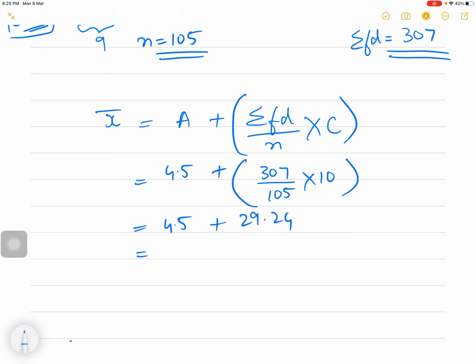Okay, so let's add. 29, 30, 31, 32, 33. 33.74. Okay, so the arithmetic mean is 33.74.